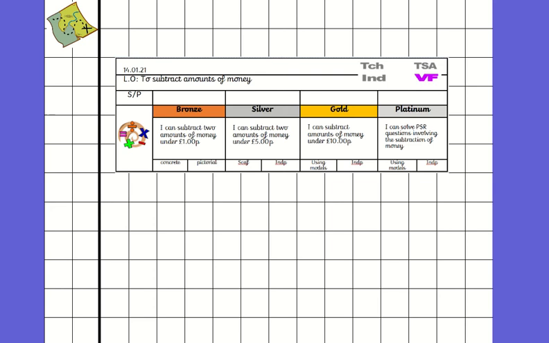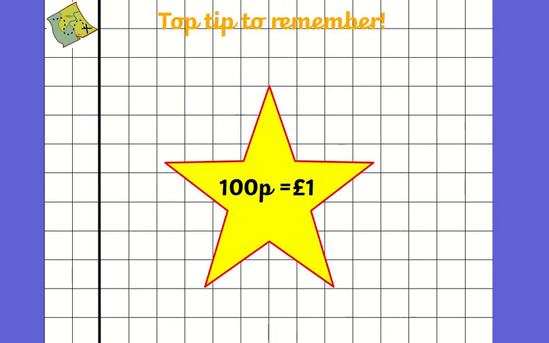So our success criteria today is to subtract amounts of money. If you start on bronze, you're subtracting 2 amounts of money under £1, silver under £5, gold under £10, and platinum is those problem solving and reasoning questions again. So as always, I haven't got many top tips this week, but I'm sticking with that 100 pennies is £1 because I think it's really important that we know that this week, okay?